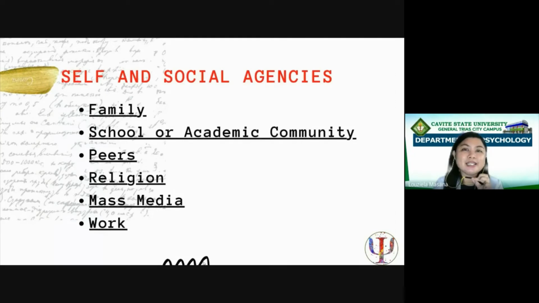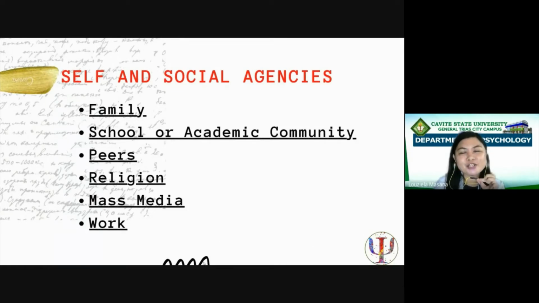So we have the family, which is the basic unit of society. Lahat ng tao may family, lahat ng tao may pinanggalingan, regardless kung ano man yung status or nature niyan, meron kang family that molds you as a person. Also, we have the school, academic community. You have your teachers, your second parents, your classmates, your friends.